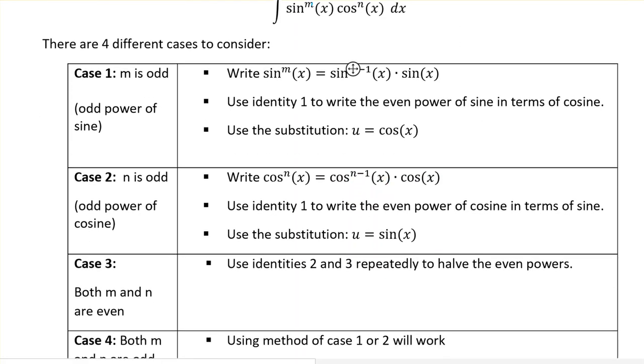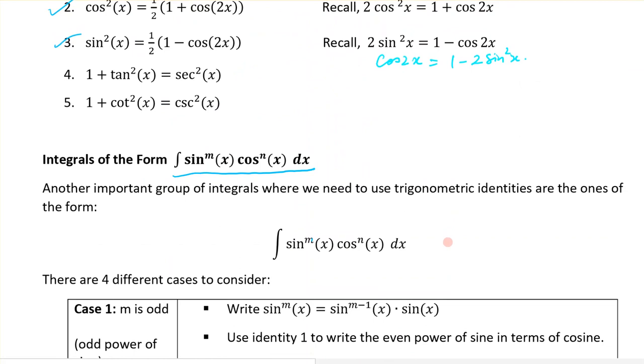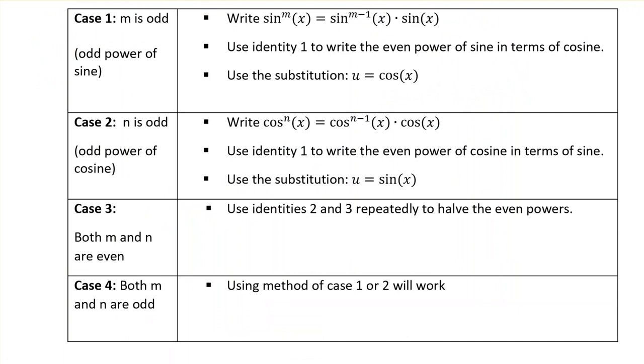The third case is when both of them are even. Then we can use the identities repeatedly to get the even powers of x. For that, we're going to use our identity number 2 and 3 when both of them are the same. And if both the powers are odd, then you can use either case number 1 or case number 2, which is the case when powers are odd. So let's try a few examples, then it will be more clear.